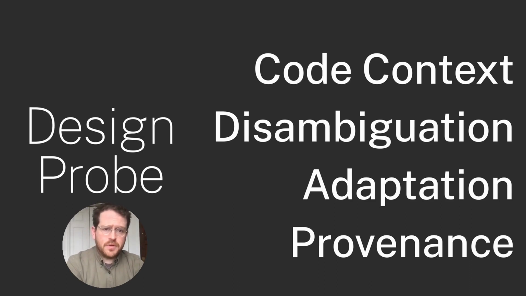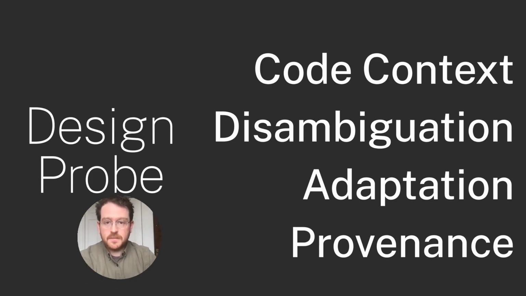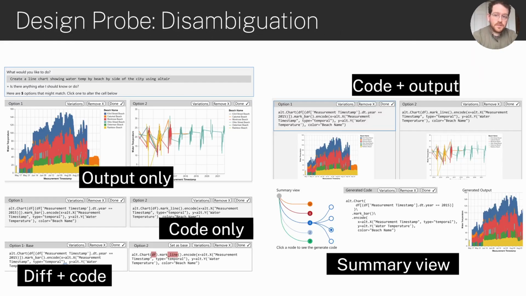For each of these topics, we created a suite of designs and then asked participants to imagine they were addressing some common data science tasks, such as visualization or wrangling, and to consider how these designs might affect their approach to such tasks. For example, in the disambiguation section, we considered a series of designs that explored different ways to represent alternatives. These designs involve a number of different strategies, including showing just the output of the suggestion, diffs between code suggestions, and higher-level summaries, such as clusters of suggestion types.